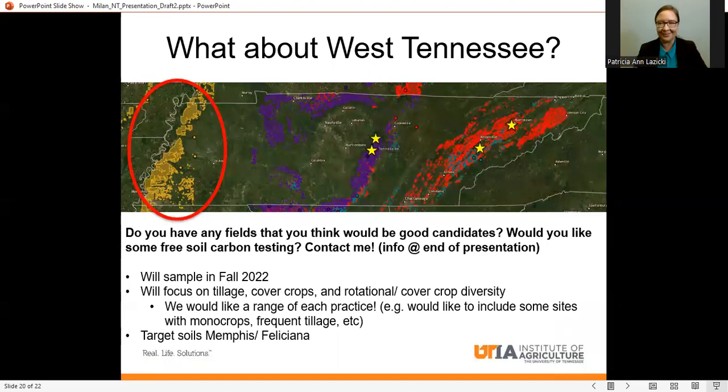You may be asking, what about Western Tennessee? Well, we'll be taking samples this fall after harvest, and if you have any fields that you think would be good candidates, we'd love to give you some free soil carbon testing. We'd like to focus on tillage, cover crops, and rotational or cover crop diversity, and we'd really like a range of each practice. So we would like to include some sites that have monocrops or frequent tillage or no cover crops. And our target soils, we'd like to be on Memphis and Feliciana.